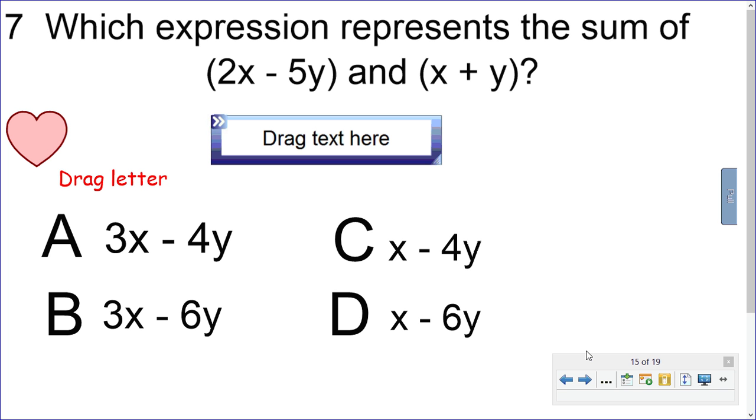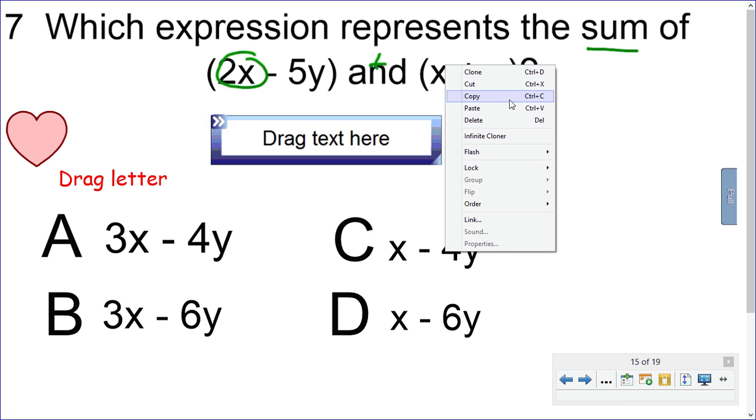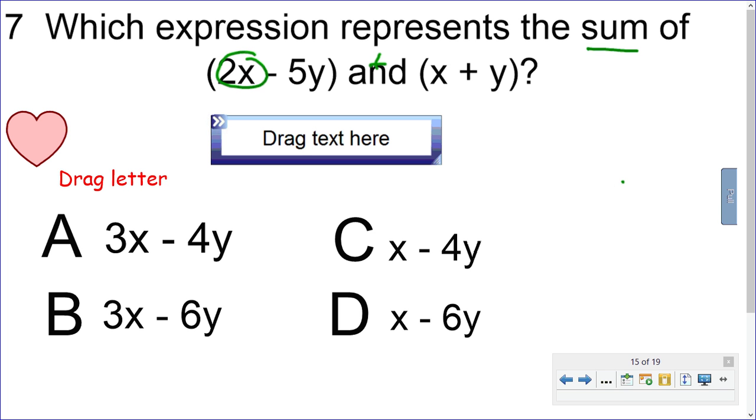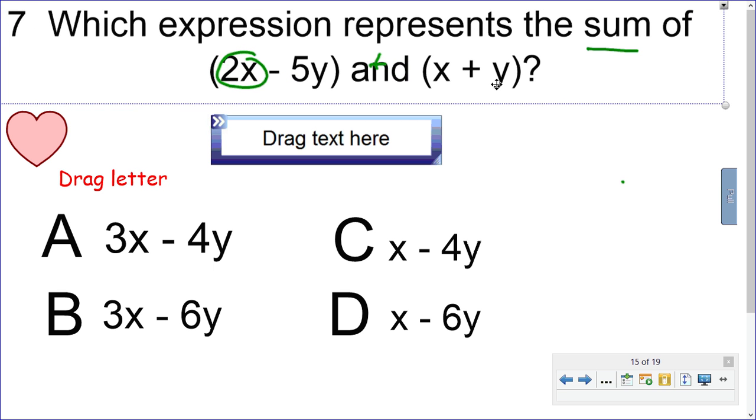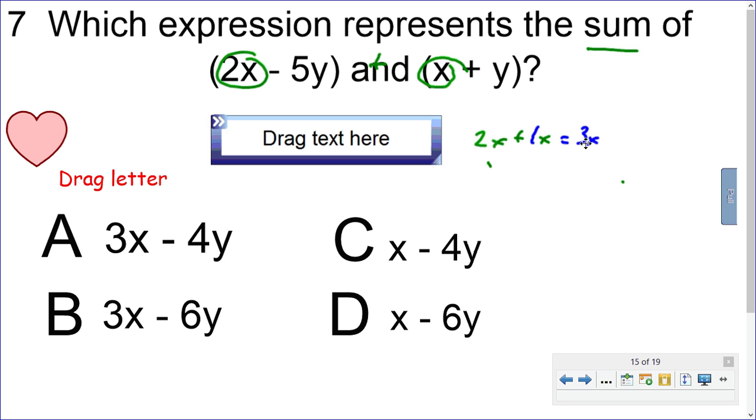Okay, well, let's see. Sum is the answer to addition. So that means we've got to add this stuff. So we have x's here, and we have an x here. Let me just get back into my pen mode. Okay, so I have 2x plus an x. And remember, when you see an x all by its lonely self, put a 1 in front of it to remind you that it is just one little lonely number.